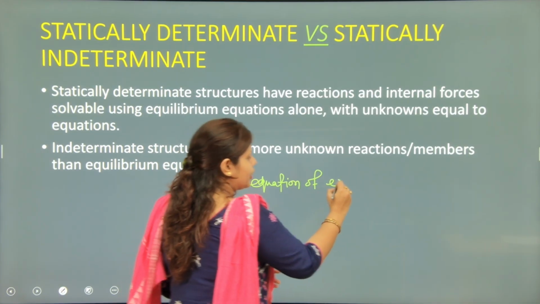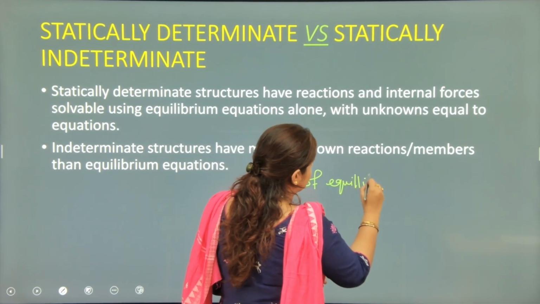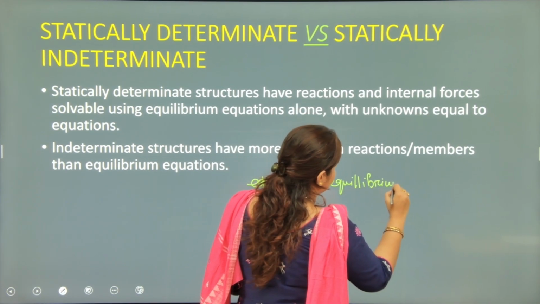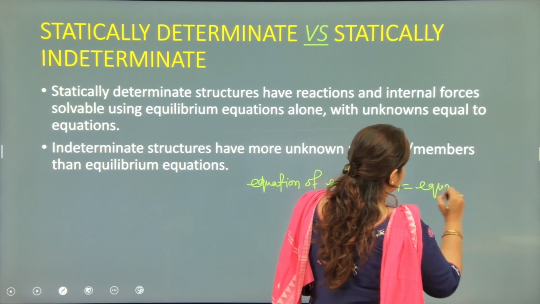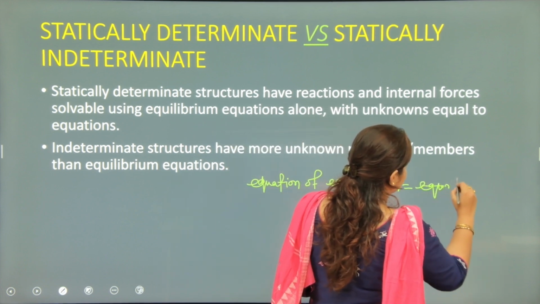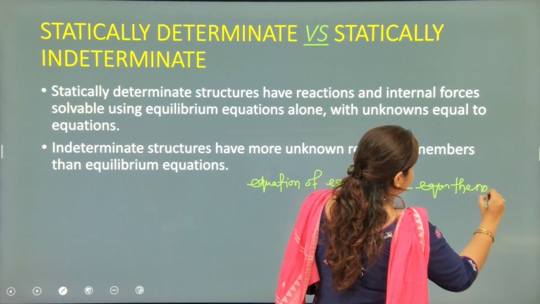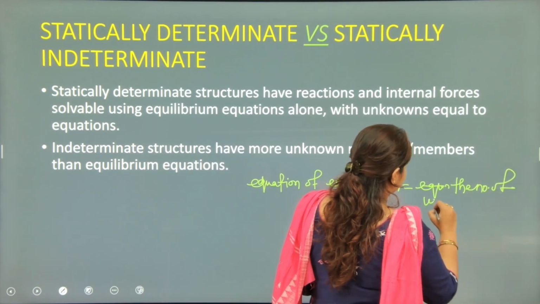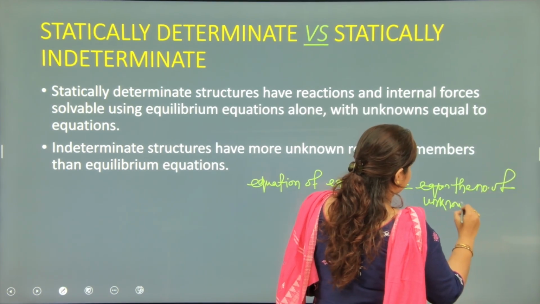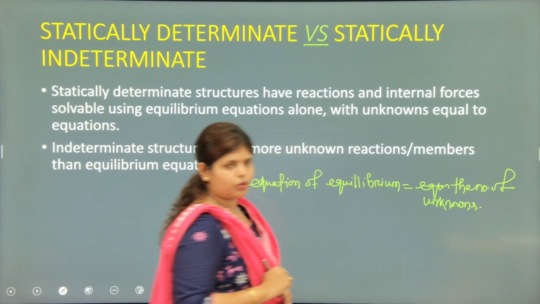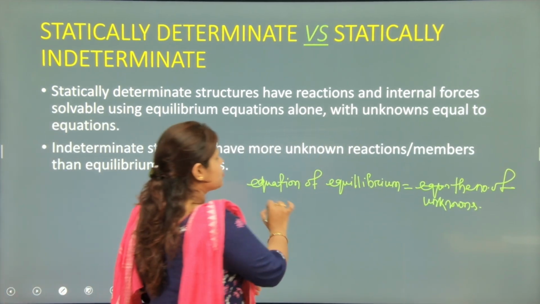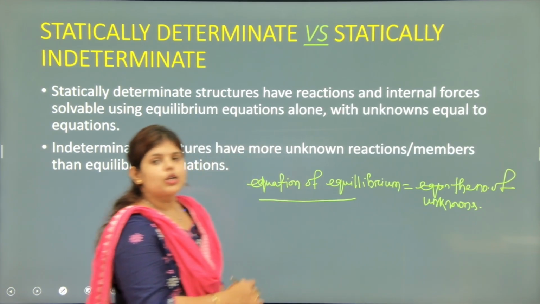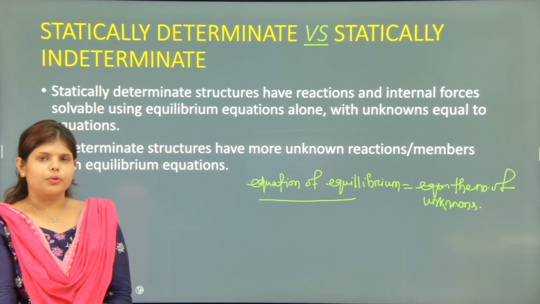the number of equations of equilibrium must be equal to the number of unknowns. So what are the unknowns? What is the equation of equilibrium? Equation of equilibrium we have understood from our previous classes. So what are the unknowns?